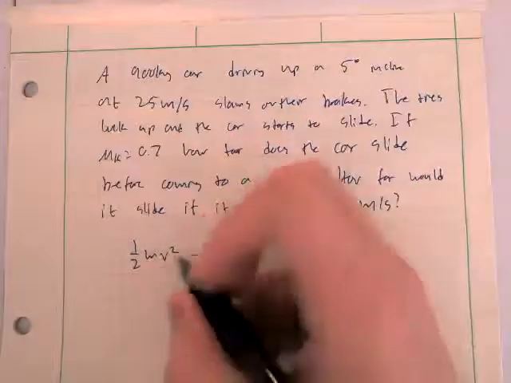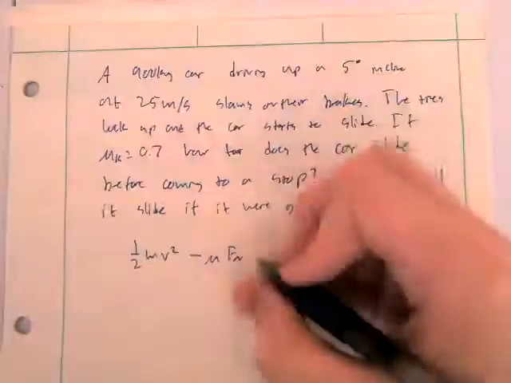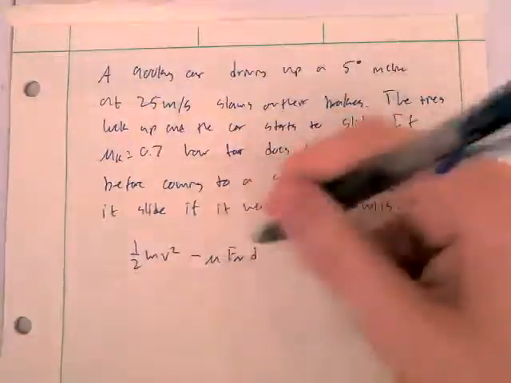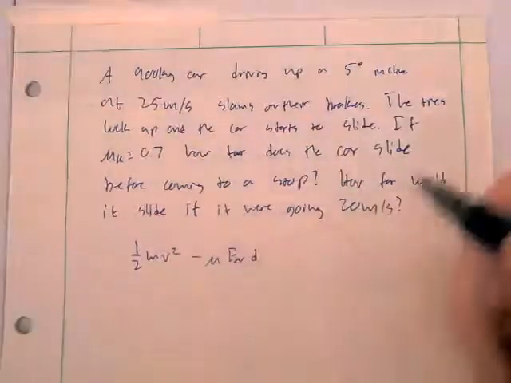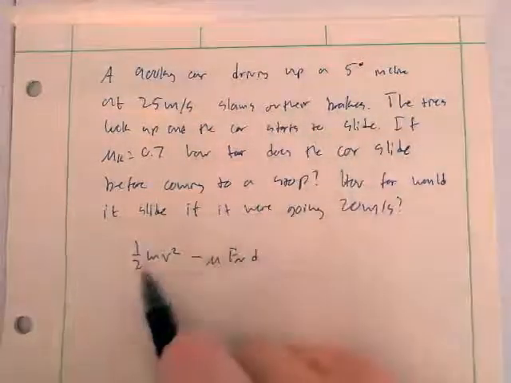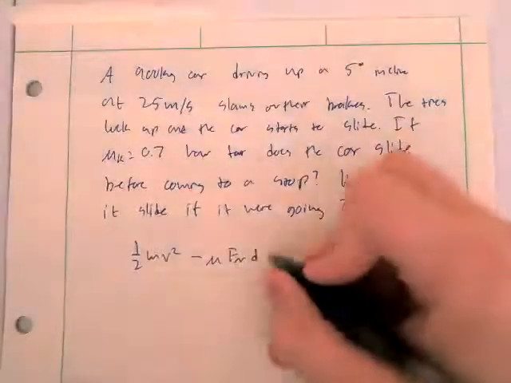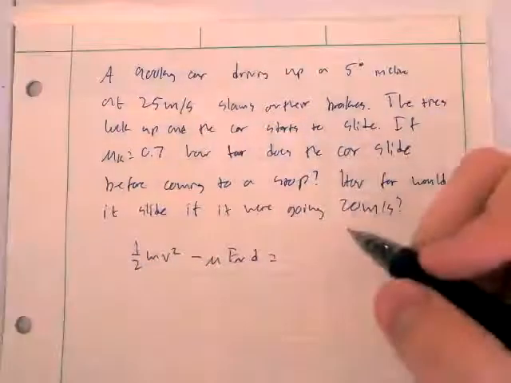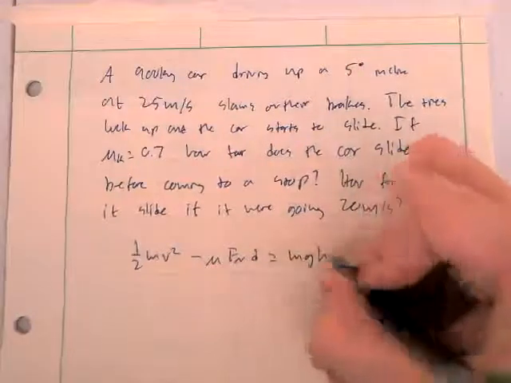So we have 1/2 mv squared minus mu times the normal force times the distance that the car slides. This will be the amount of work that friction does, right? It's negative work. It's opposing the motion of the car. It's mu times the normal force times the distance that it slides, right? So here's my kinetic energy initial, my potential energy initial is 0, and then here's my work from non-conservative forces. This is then equal to my kinetic energy at the end, which is 0, plus my potential energy at the end, which is going to be m times g times h, right?